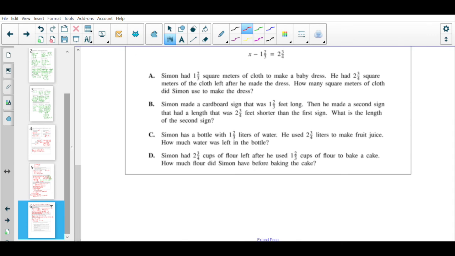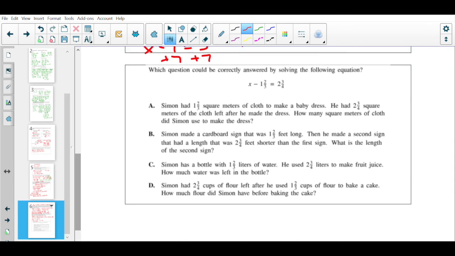Okay, last one here, bit of interpretation. Which question could be correctly answered by solving the following equation? x minus 1 and 2/3 equals 2 and 3/4. So we have to read each and decipher which one describes that equation.